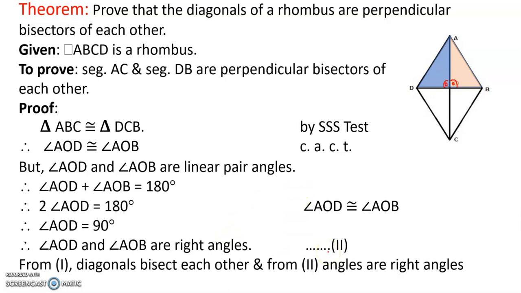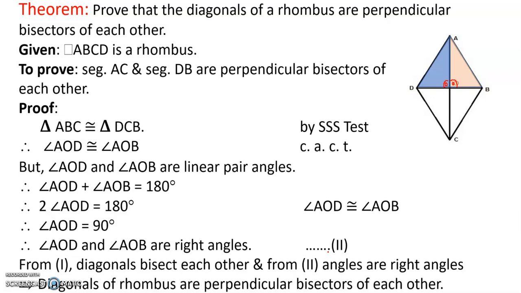From equation 1, the diagonals bisect each other, and from equation 2, we can write the angles are right angles, which shows that the diagonals of a rhombus are perpendicular bisectors of each other.